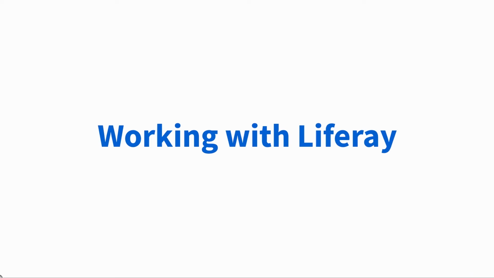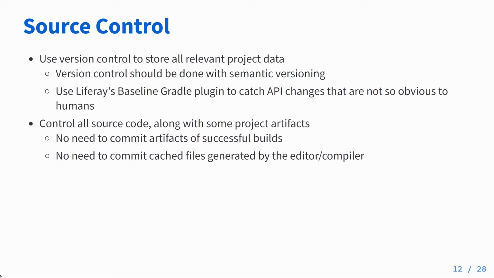Working with Liferay, source control is a very important part of our DXP Cloud implementation. We want to make sure that version control is used to store all relevant project data. We should make sure that our version control is done with semantic versioning, and that we're using Liferay's baseline Gradle plugin to catch API changes that are not obviously available to humans. We want to make sure that we're controlling all the source code as well. This means that there's no need to commit artifacts of successful builds, and there's no need to commit cached files generated by the editor or compiler.